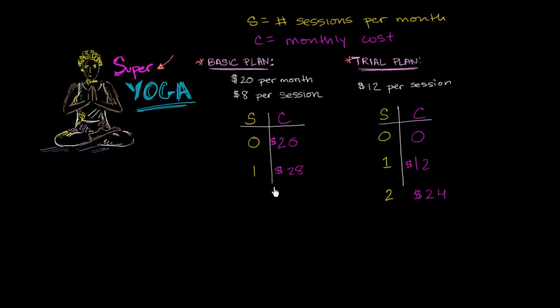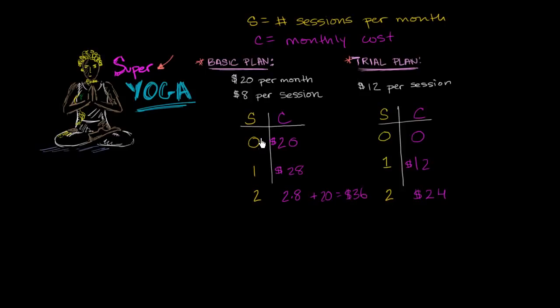Let's think about the basic plan. If I attend 2 sessions, do that yellow color. If I attend 2 sessions, 2 times $8 per session, that's going to be $16 plus the $20 that I have to spend every month. So it's going to be 2 times 8 plus the $20. 16 plus 20 is equal to $36.